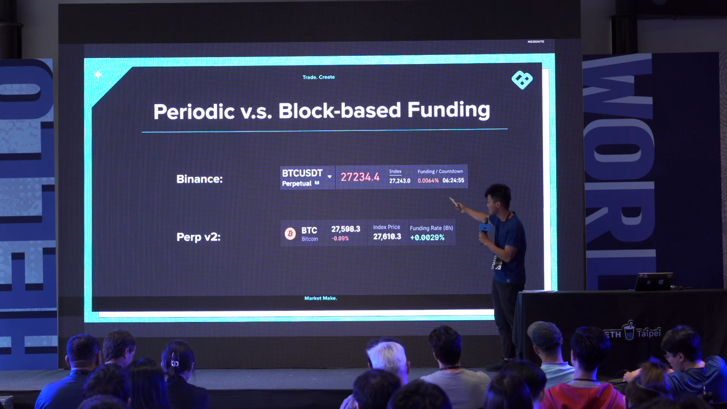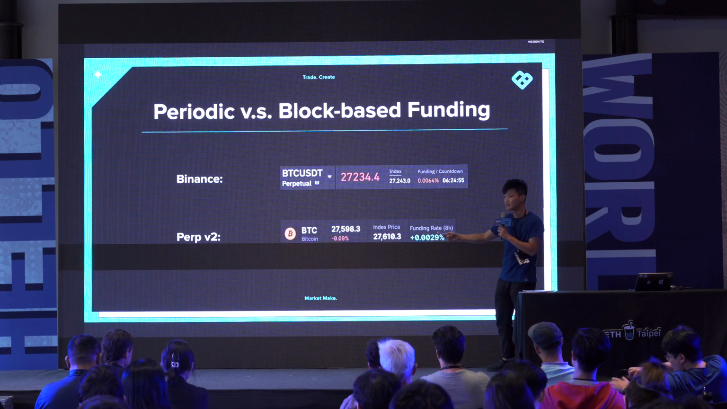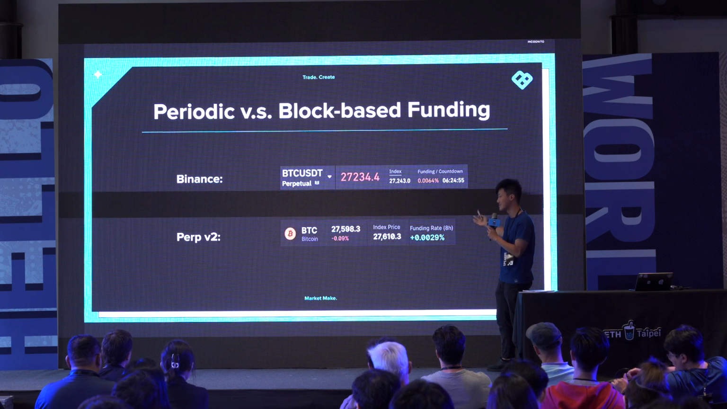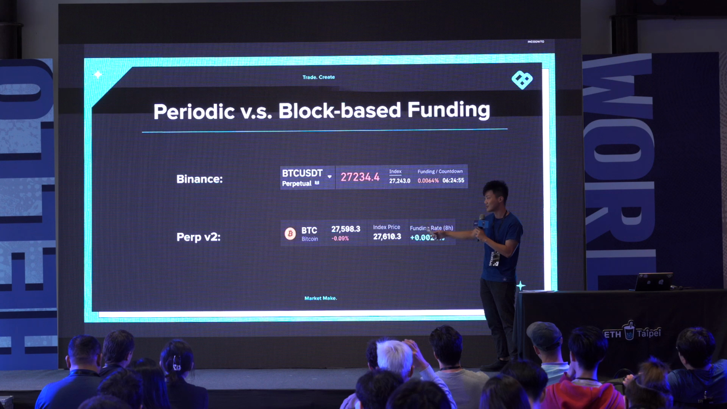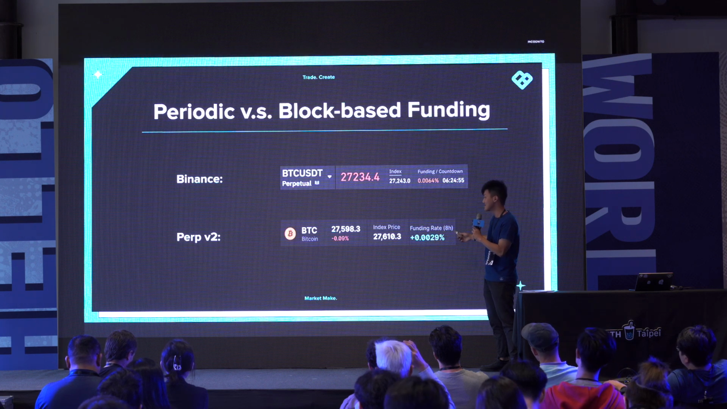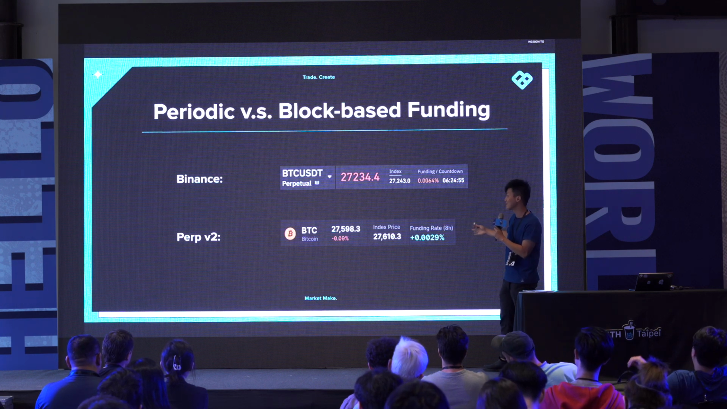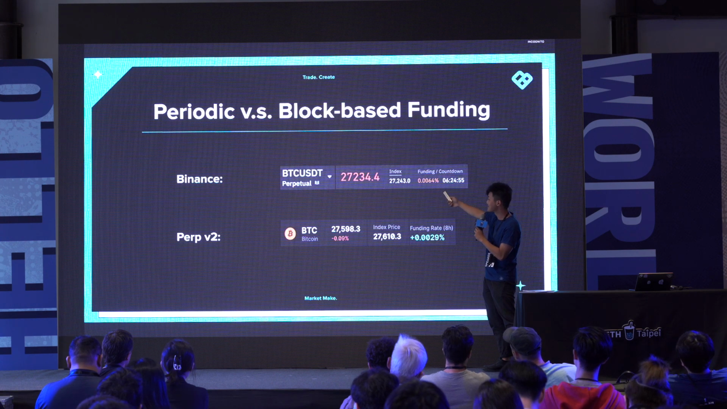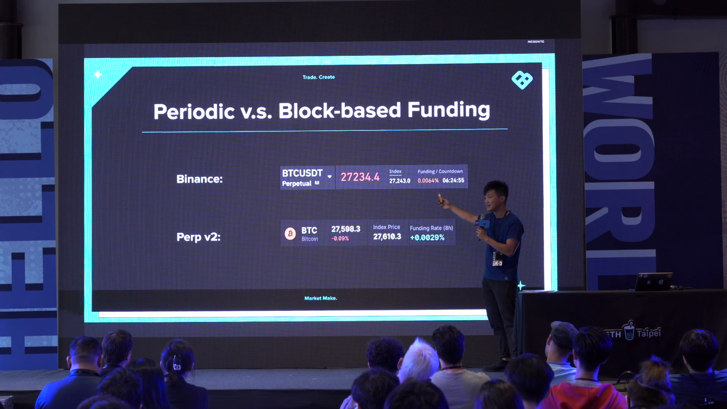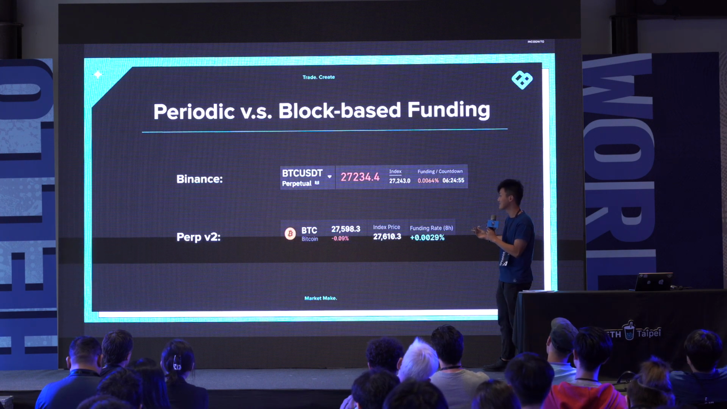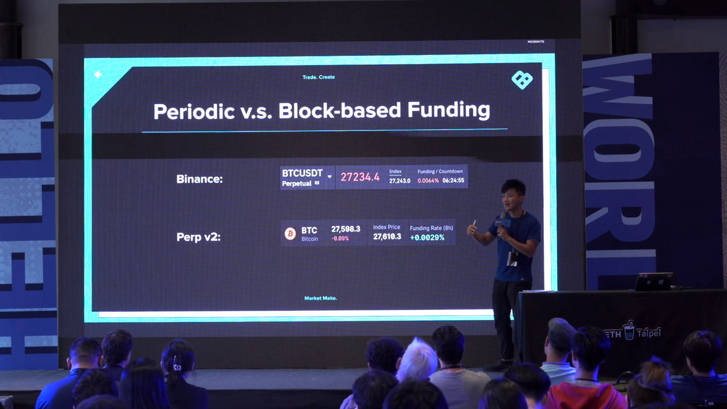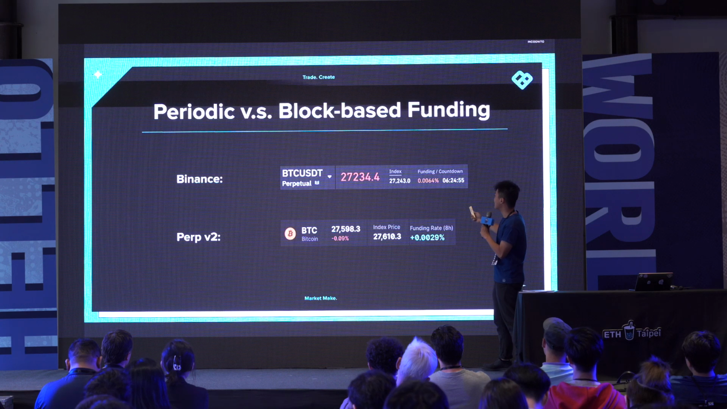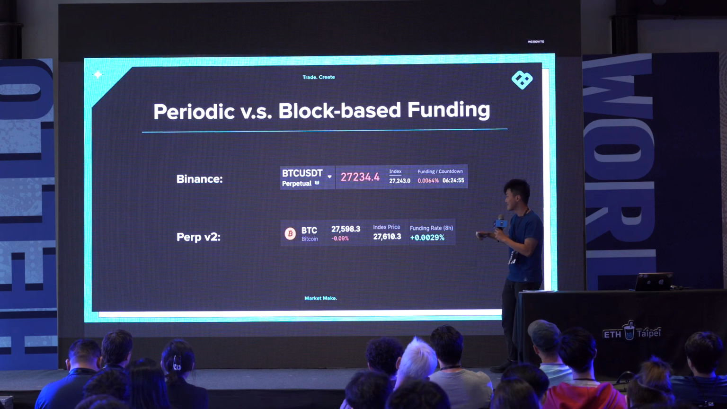However, there's no such thing on Perpetual Protocol v2 because it's a block-based funding mechanism, and the funding on Perpetual Protocol v2 is settled every block. So it's kind of meaningless for us to show the expectation of the next funding event, because the funding is really small. It's just the portion of 12 seconds out of a day. And yeah, that's the reason.